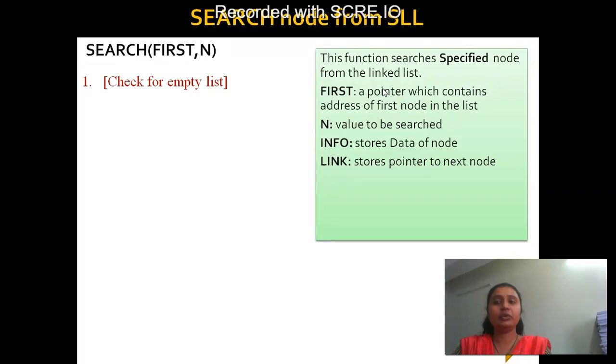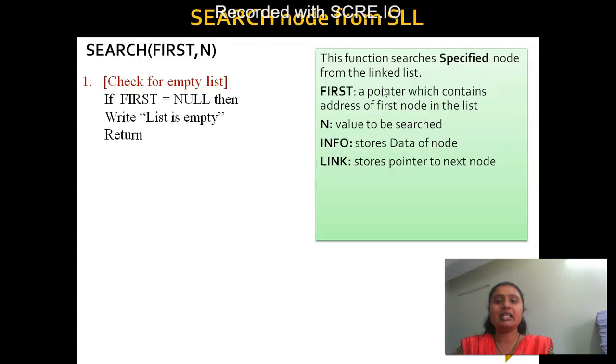Our algorithm will start with two basic values: the first node address and my data to be searched, which is n. First I have to check whether the list has at least one node. If the list is empty, then there is no need to search. So I check if first itself is null. If my first node has address null, that means there are no nodes. The list is empty, and I have to return from the search.